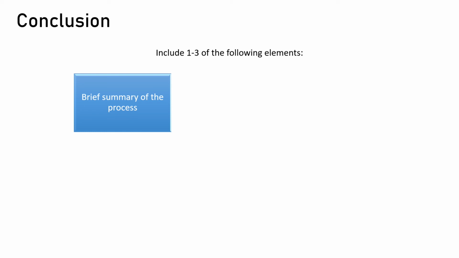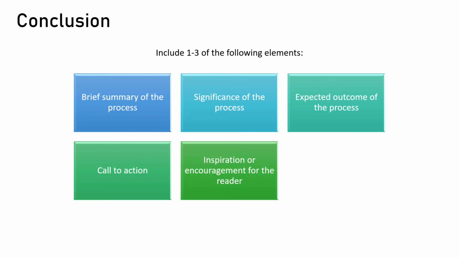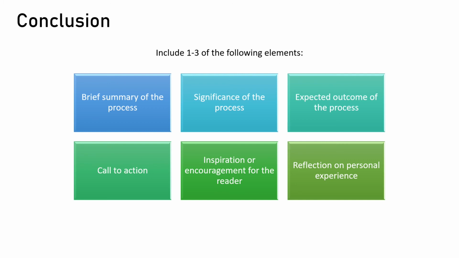For the conclusion of your process analysis essay, include 1 to 3 of the following elements: a brief summary of the process, the significance of the process, an expected outcome of the process, a call to action, inspiration or encouragement for the reader, or a reflection on personal experience. In the comments below, please write down what you would write for your conclusion.